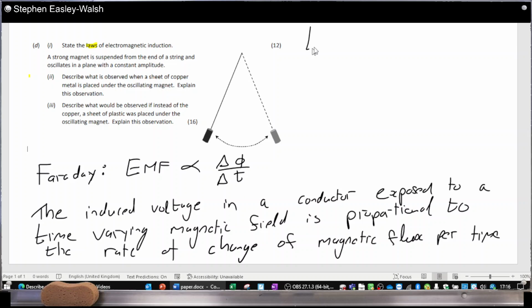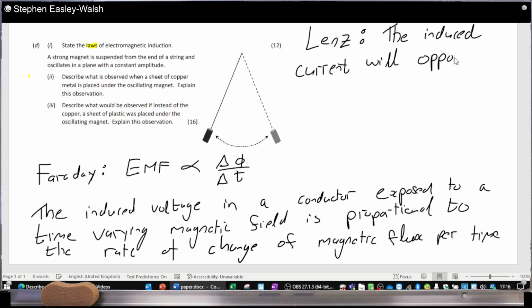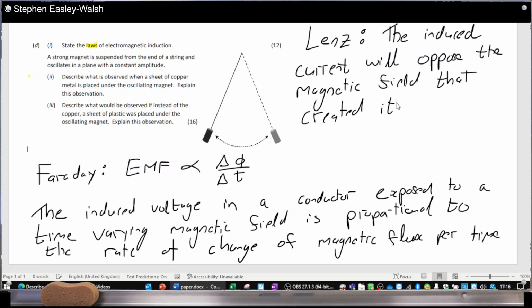And Lenz's law, Lenz said that the induced current will oppose the magnetic field that created it. So that's important for the second part here, part 2 and 3.